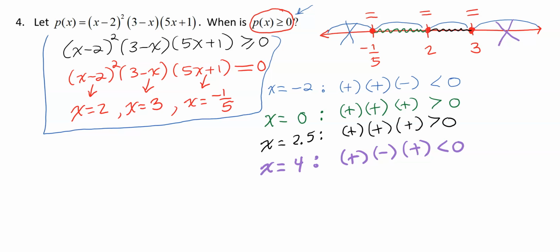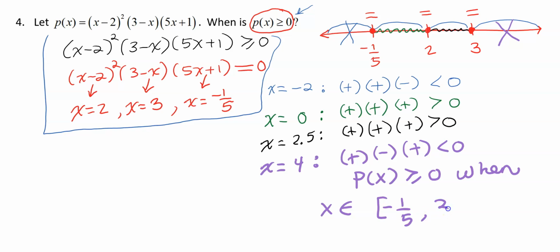So your solution will be in the interval from negative 1/5 to 3, including negative 1/5, 2, and 3. So p of x is greater than or equal to 0 when x is in the interval from negative 1/5 to 3, including the endpoints.